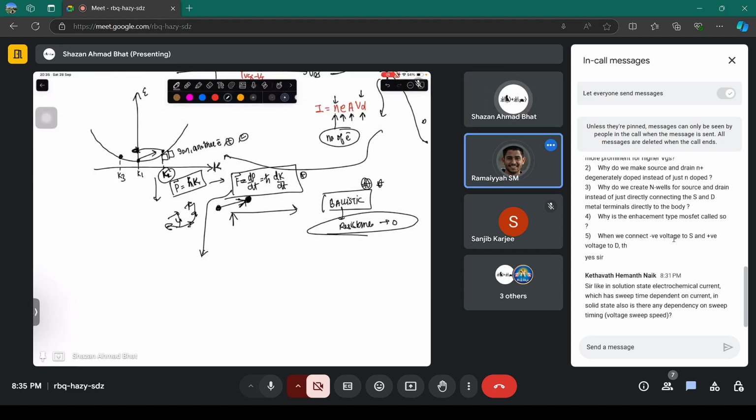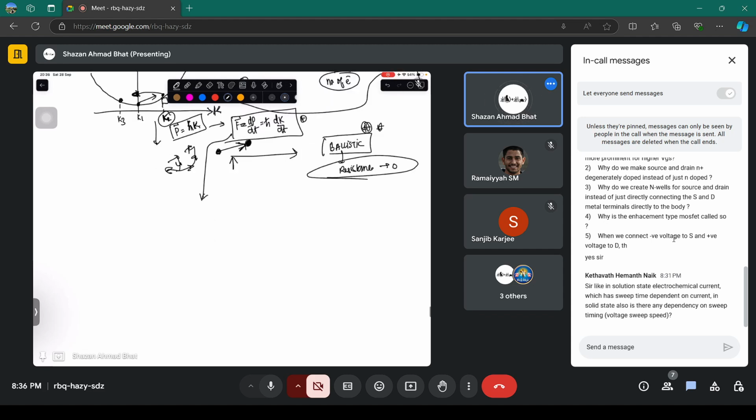Yes, what is he saying? Sir, like in solution state electrochemical current, which has sweep time dependent on current. In solid state also, is there any dependency on sweep timing? What is that? Electrochemical current solution state. Man, I'm not a chemistry person. I'm a solid state person. Okay, let me just think about what it is. Like in solid state electrochemical current, which has sweep time dependent on current. I'm not able to get your statement.